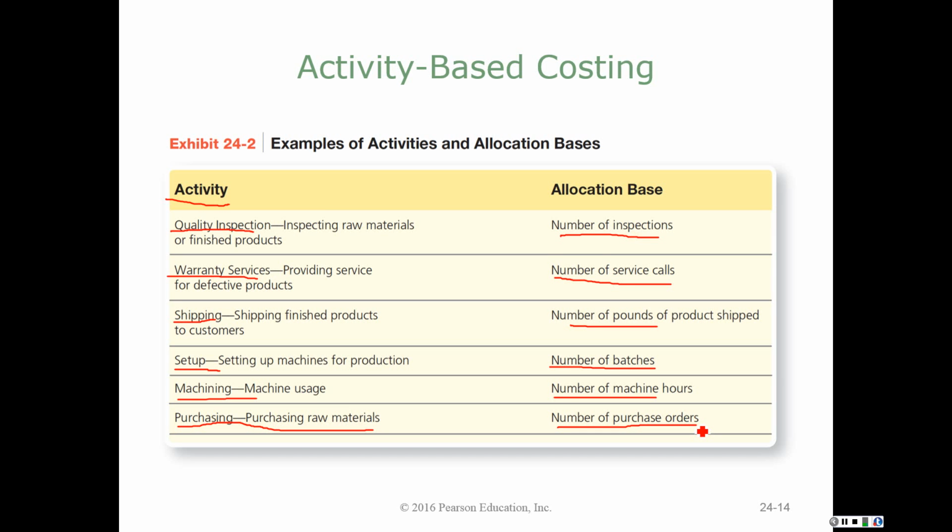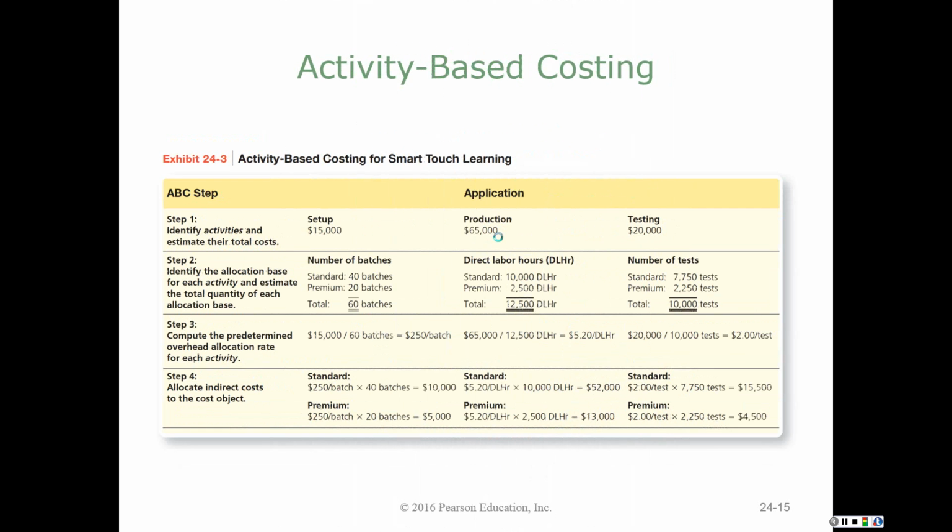So we're basically saying, look at your organization's manufacturing process. Identify the different activities that are taking place, from quality to warranty to shipping to setup. And if there is significant indirect cost or manufacturing overhead in these departments, estimate what that manufacturing overhead is and estimate what those drivers are. And using those estimates, we can see an example of activity-based costing in this situation.